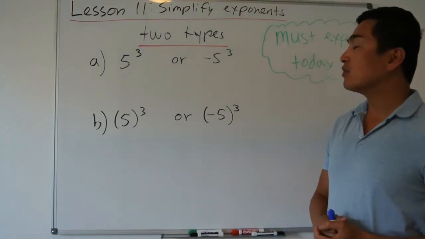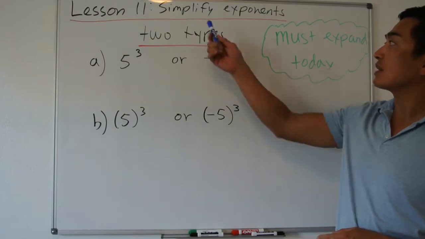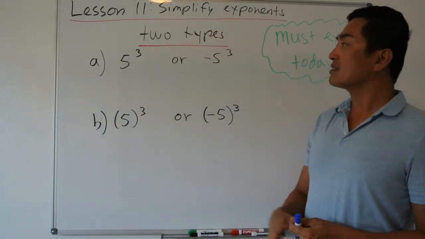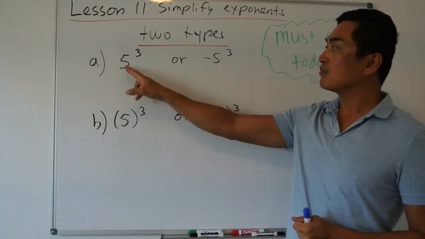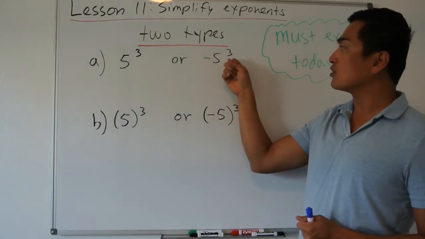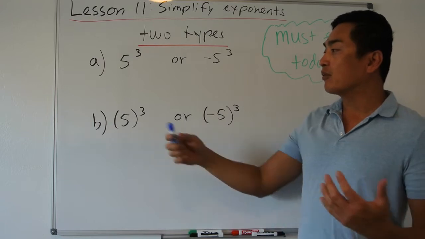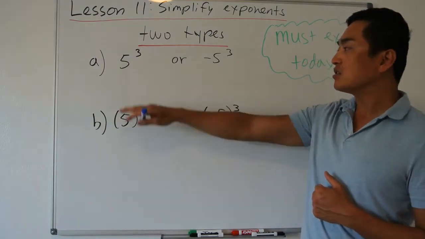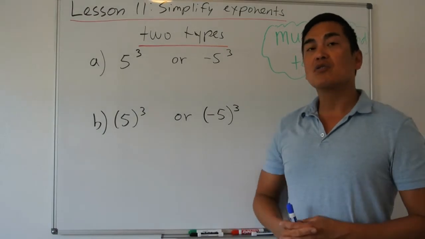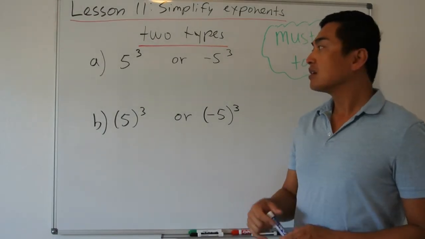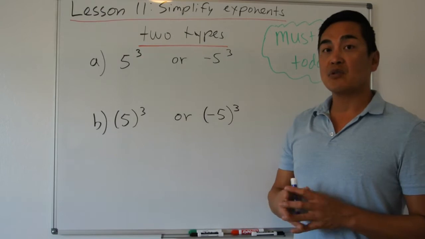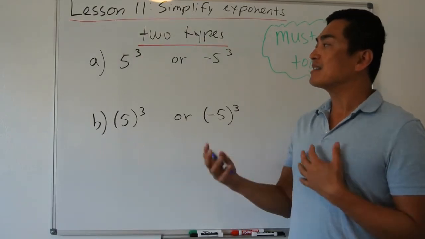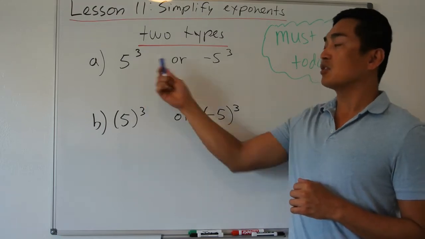Alright, so before we get started on our notes, I want to explain to you the two different types of exponents. Okay, there is A, which is just a number to the third power, and then the one with the parenthesis to the exponent. These two are very similar and also very different. Okay, always focus on the exponent. And whatever the number is that has the exponent, that's what you do, okay?